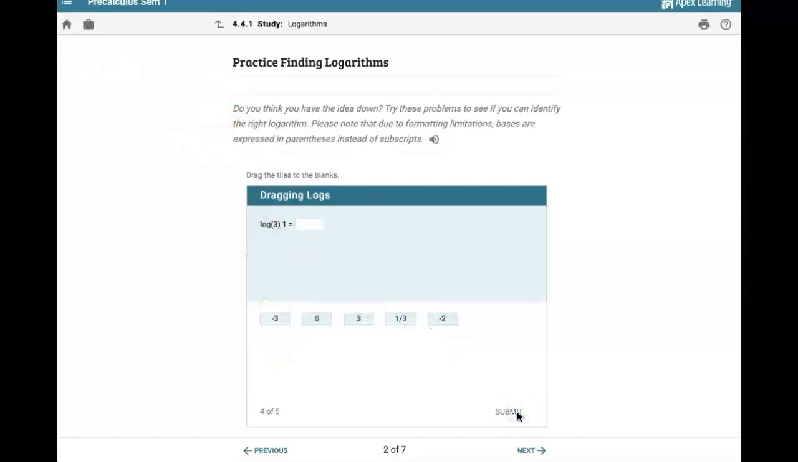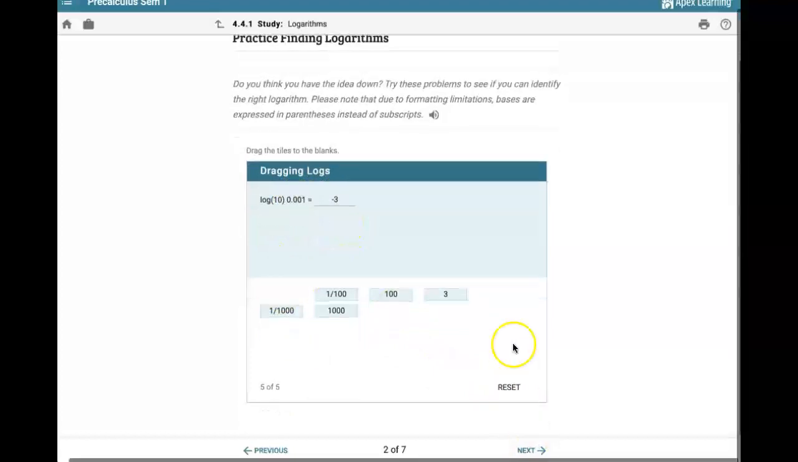Log base 3 of 1 equals what? This is saying 3 raised to the what power gives us 1. And the answer to that is 0, right? Anything raised to the power of 0 is going to give us an answer of 1. And then finally here, 10 raised to the power of what is going to give us this decimal here? The answer for this one is going to be -3. So if you plug into your calculator 10 raised to the power of -3, you're going to get out that decimal there.